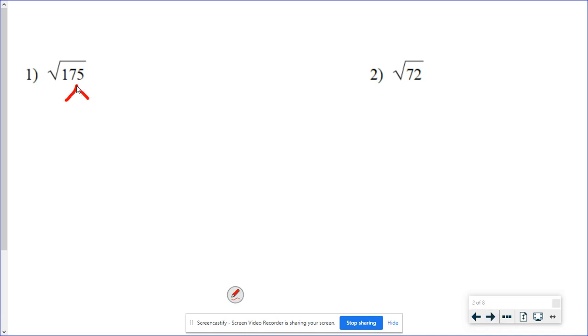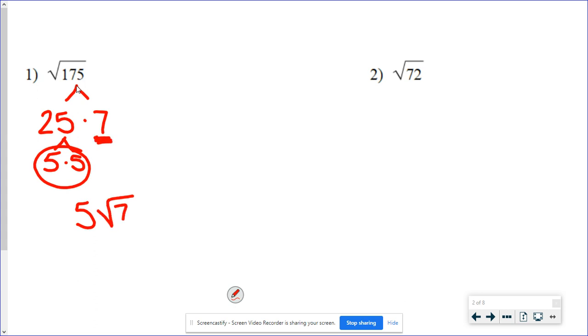So for 175, personally, when I think about a number like that, I'm thinking money. If I have $1.75, I could figure out how many quarters that is. 25 goes into this. 25 times 7, because if you had 7 quarters, that'd be $1.75. The 25 can split up to be a 5 and a 5 pair. That breaks out. The 7 got left over. This stays inside a radical, and it's done.